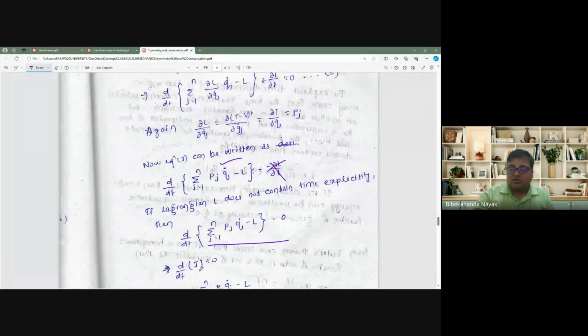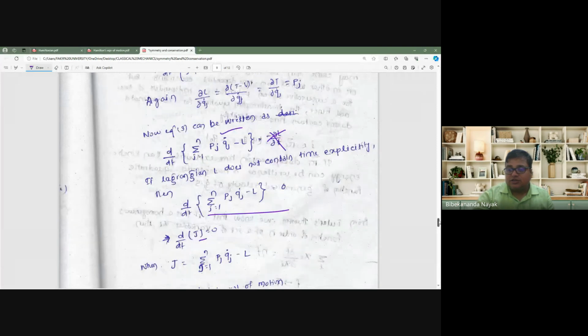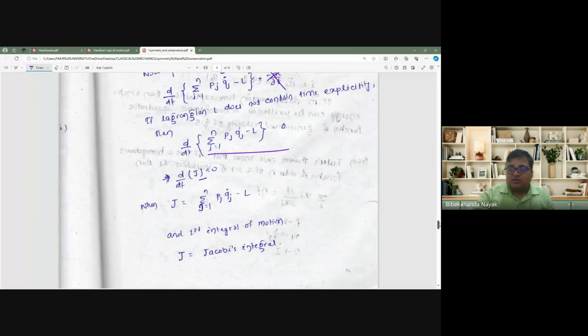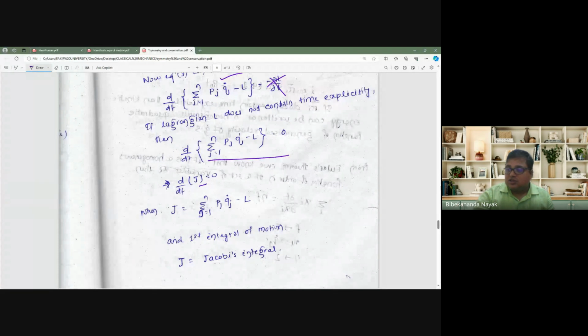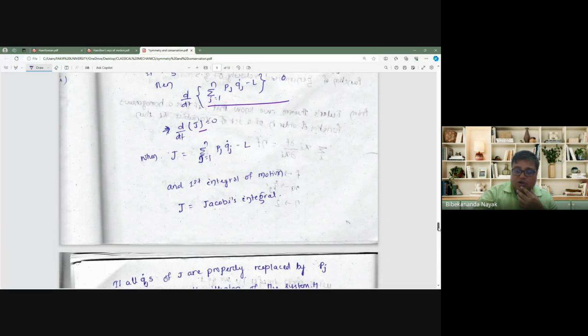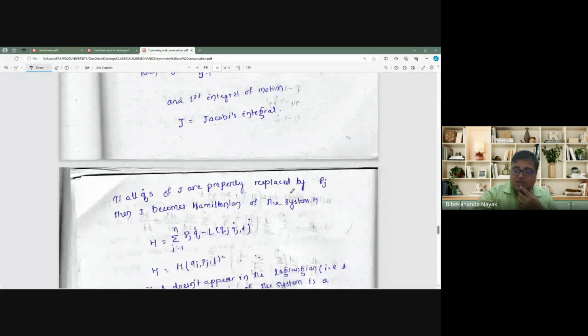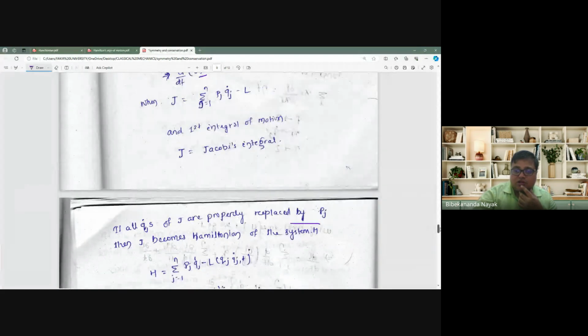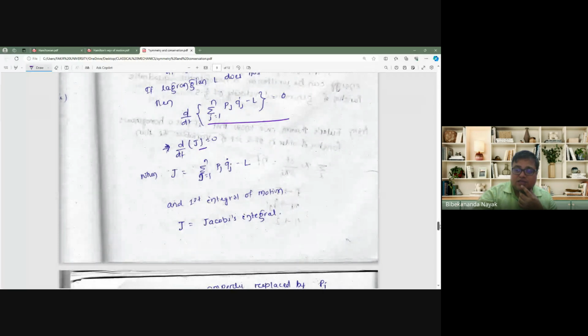So this quantity is a constant, J, and for a particular case, consider our Lagrangian, where qj, pj are generalized coordinate and momentum. Actually, J is nothing but your Hamiltonian H. So if all the qj dot are properly replaced by pj, because the Hamiltonian is a function of qj, pj, and t.